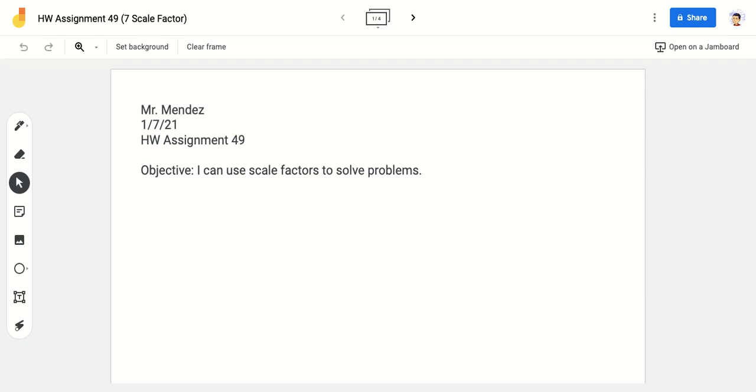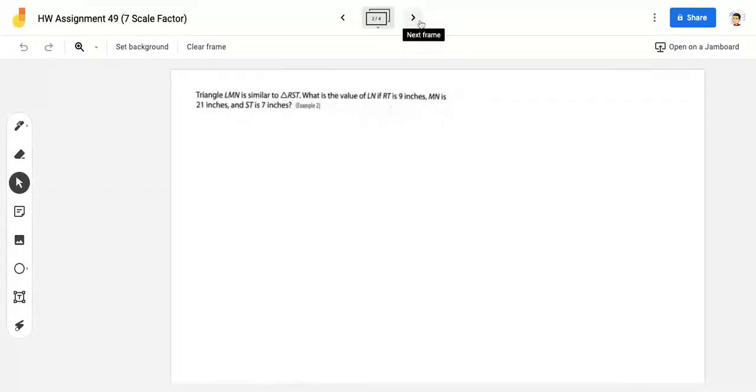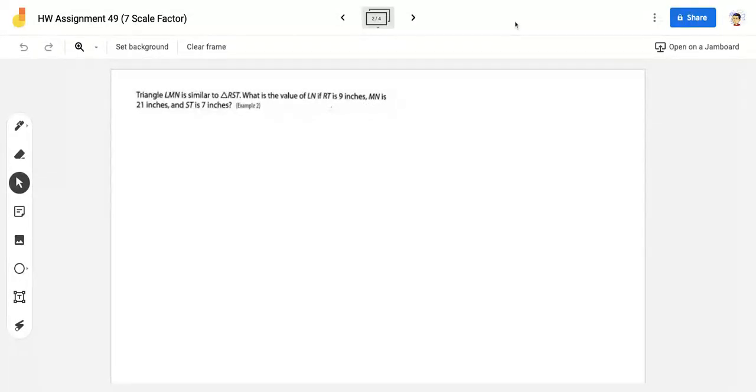Today's objective: I can use scale factors to solve problems. So we're going to do a mix of scale factors, using scale factors, and still using proportions, because we can still use proportions alongside the idea of scale factors. So let's take a look at our first problem.